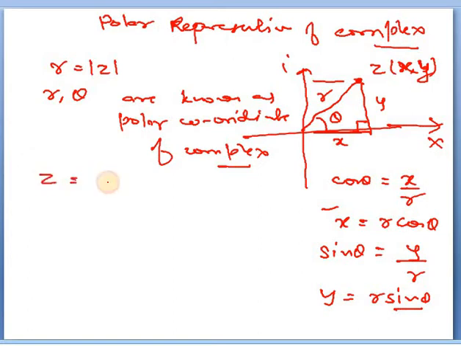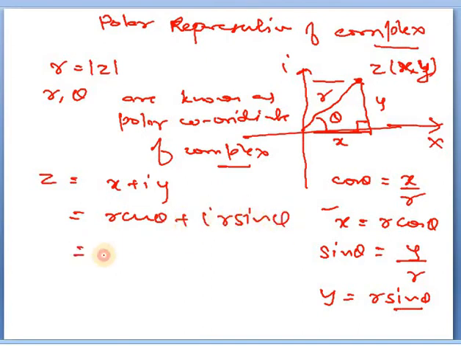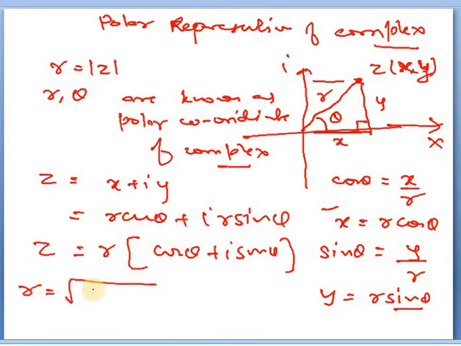So z is equal to x plus iy, where x is r cos theta and y is r sin theta. If I take r common, then we can write cos theta plus i sin theta. This is how we represent the complex number in polar representation. Okay, so how can we find r? r is again the modulus, which is the square root of x square plus y square. If we square and add both, then we get r.